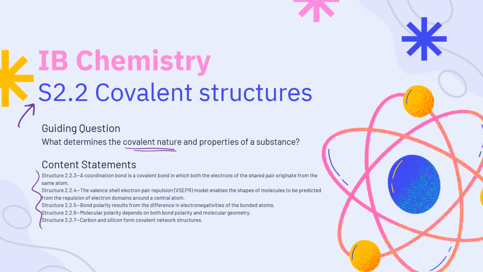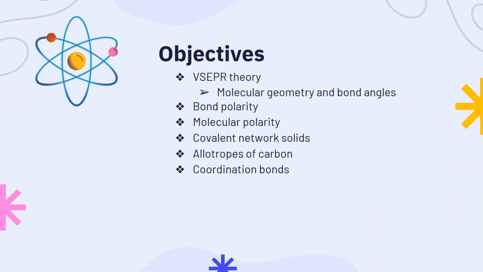These are our content statements. And these are our objectives. We're going to talk about VSEPR theory, that's valence shell electron pair repulsion, which allows us to predict molecular geometry and bond angles of molecules. We're going to talk about the polarity of bonds and the polarity of molecules, which aren't necessarily the same as bond polarity. We're going to talk about some exceptions to molecular compounds, covalently bonded network solids. An example will be the allotropes of carbon. We're also going to talk about the super weird coordination bonds.